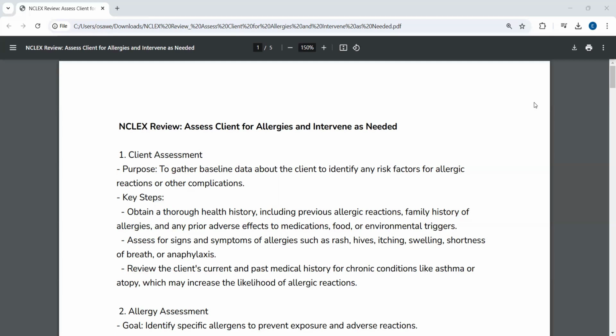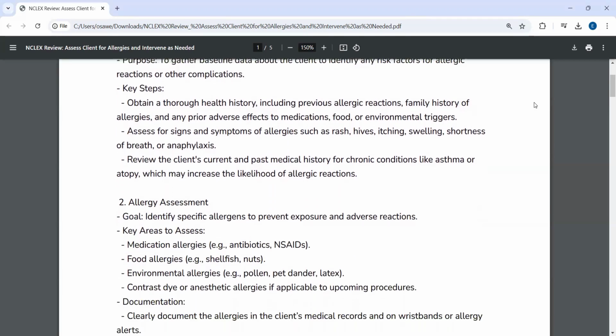So yeah, chronic conditions you should know as well. For a patient with asthma or any condition that gets triggered due to allergy, those kinds of patients are very important. Those are the kind of patients you need to monitor for allergy reaction. You understand? We are going to really go deep.